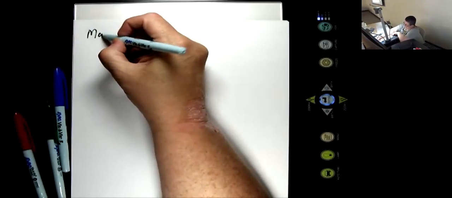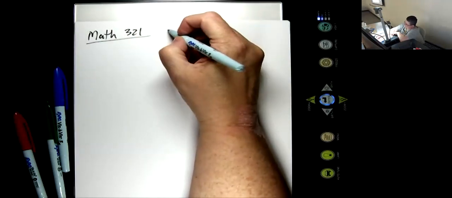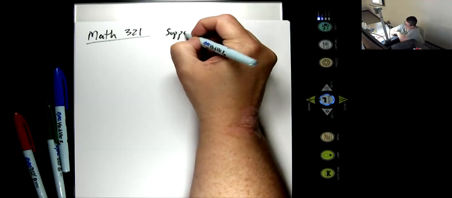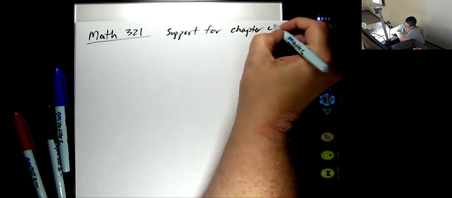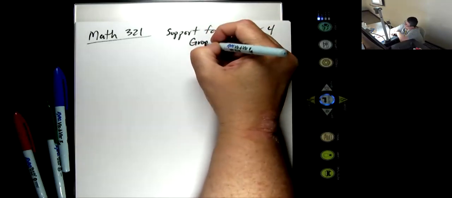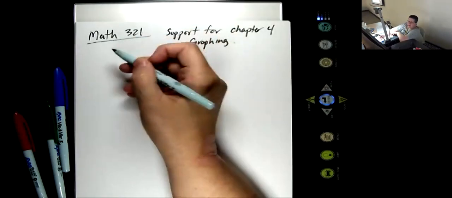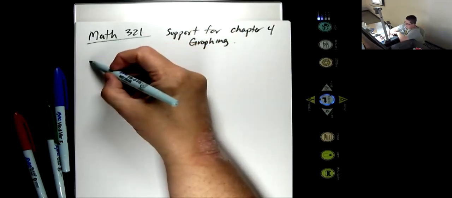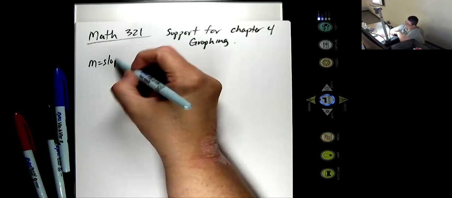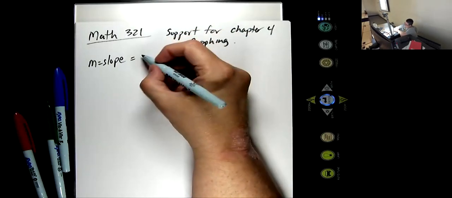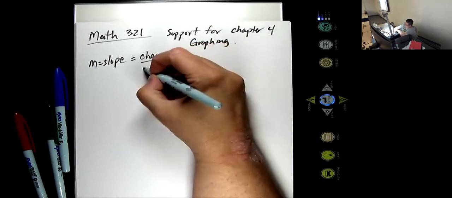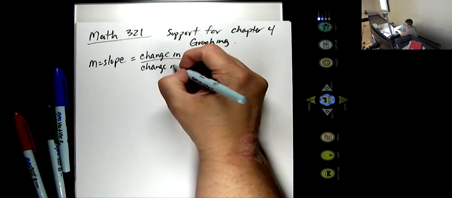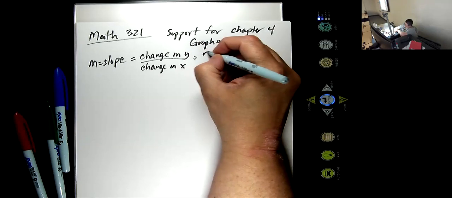All right. So we've been working on this support for chapter 4. It's on graphing. And we've been working with the slope, which is the change in y over the change in x. You might know it as rise over run.